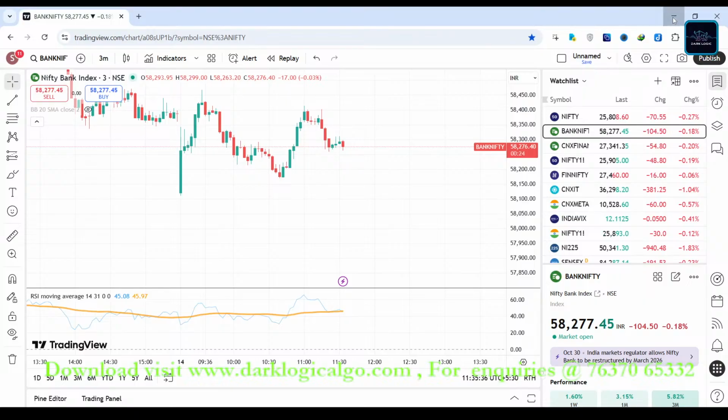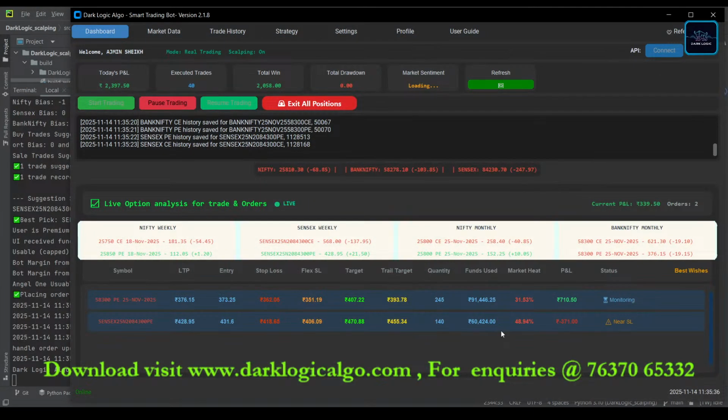So we got another position for Sensex. You can see over here it is 7 lot, and it was like 431, and we got both the positions running in profit. So you don't have to worry about the market analysis. It will automatically analyze the market for you, and it is very good analysis.